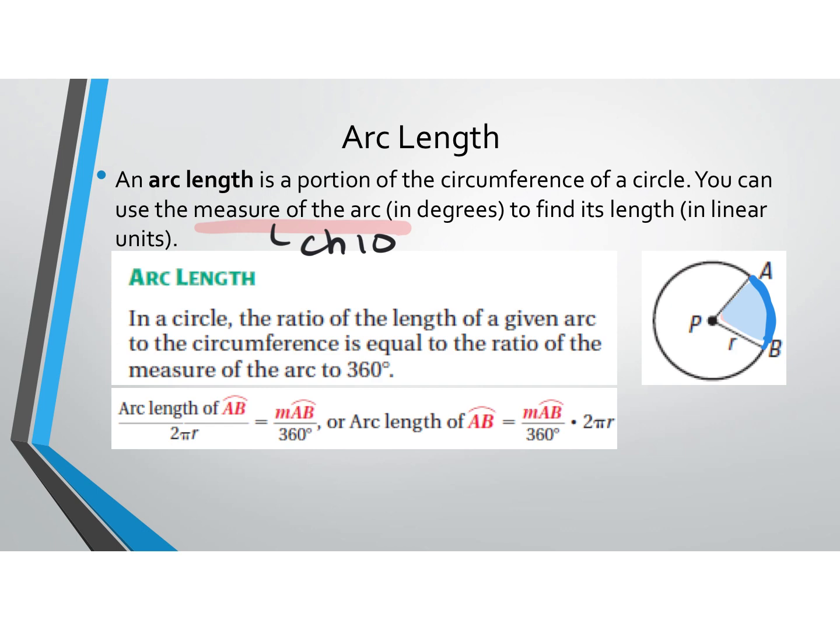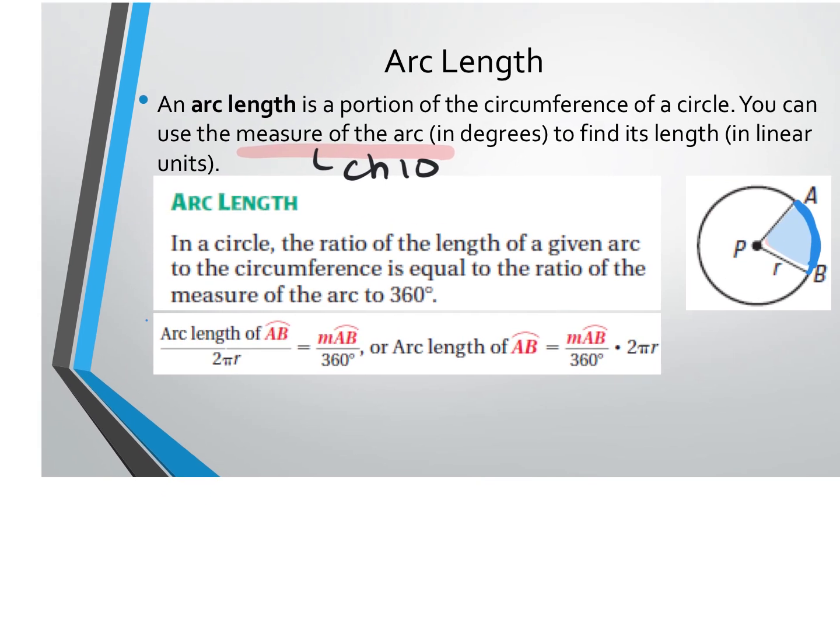So for the arc length, when you have a circle, the ratio of the length of the given arc to the circumference is equal to the ratio of the measure of the arc to 360. So again, we're trying to figure out what portion of the circle is that arc length. And we know that a full circle has 360 degrees. Now, you can either choose to solve it using a proportion, which would be this. The formula I like to work with is this one. And I'm going to show you 3 variations of it.